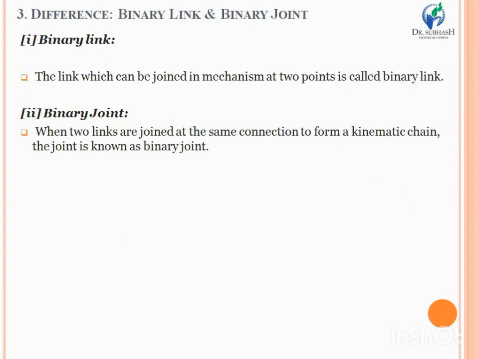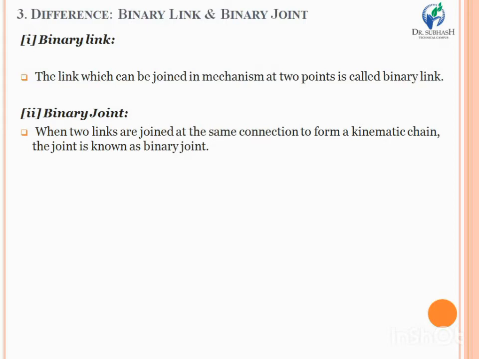Now point number 3 is the difference between binary link and binary joint. After the discussion on binary link and binary joint, it's now very easy to differentiate both. If you are thinking about the binary link, then it is the link which can join in a mechanism at 2 points, called a binary link.